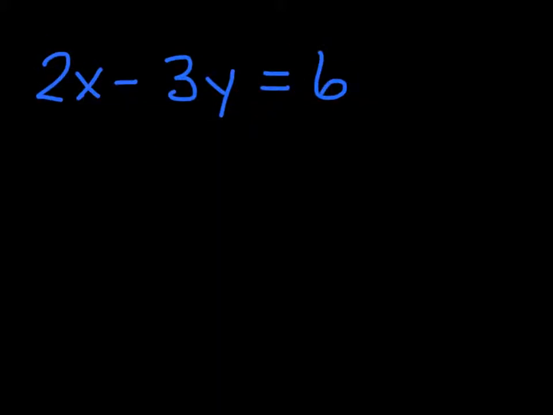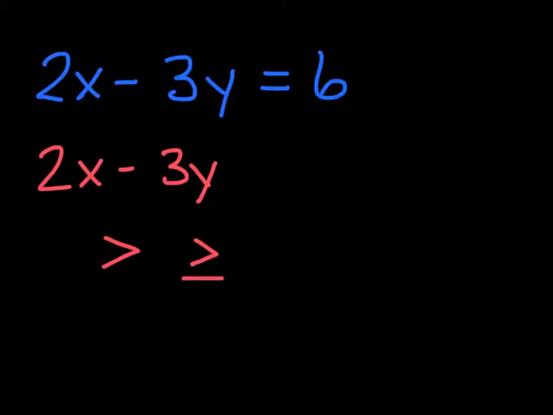Let's start with a linear equation in two variables: 2x minus 3y equals 6. In order to turn this into a linear inequality, all we need to do is replace the equal sign with a greater than or equal to, or a less than or equal to symbol. For example, 2x minus 3y equals 6 would become 2x minus 3y is less than 6. This is our linear inequality.